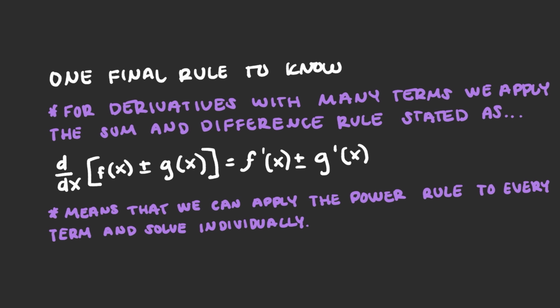Okay, when we're working with the power rule, or just derivatives in general, there's one additional rule that you should know, which is that for derivatives with multiple terms, you can apply the sum and difference rule, which is denoted like this. d dx f of x plus or minus g of x equals f prime of x plus or minus g prime of x. That might sound complex, but all it means is that we can apply the power rule to every term and solve individually. It just simplifies things a bit more, but let's try an example so I can explain it a bit better.